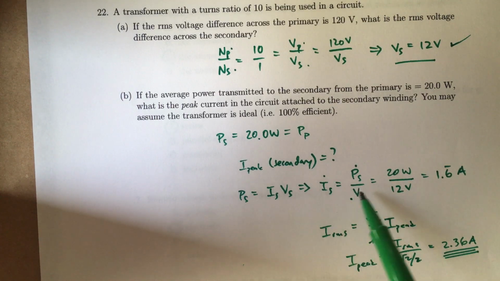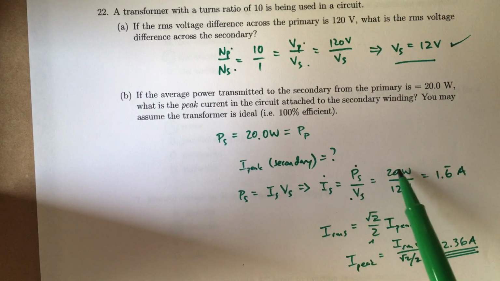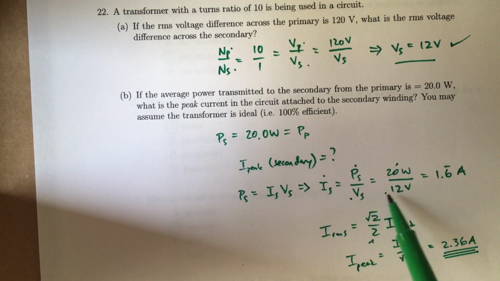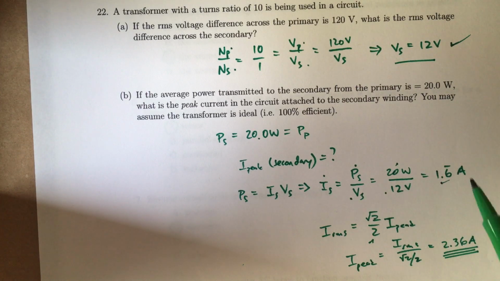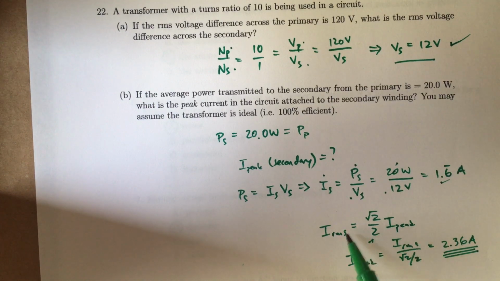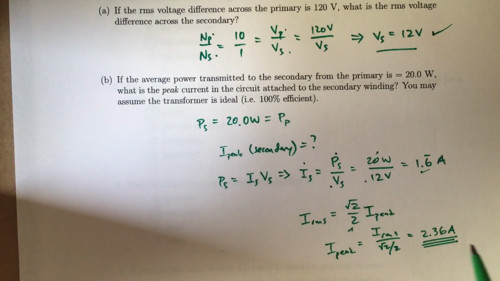And we divide both sides by V. We put in what we know about the average power and the RMS voltage. That gets us RMS current. And then we know that the peak current better be bigger than the RMS current, because the RMS value is like 70% of the peak value, thereabouts. And so when we do our algebra, we come out to 2.36 amps, equaling the peak on the secondary. And that's that.